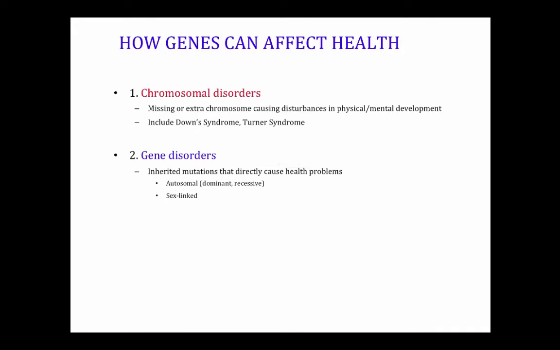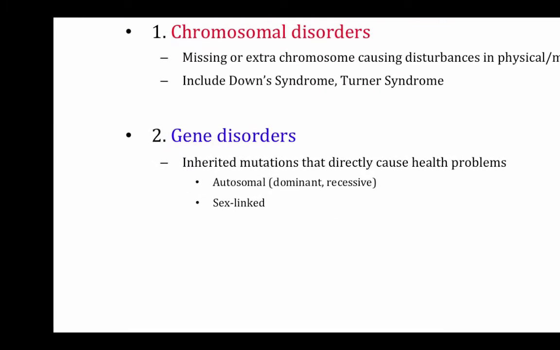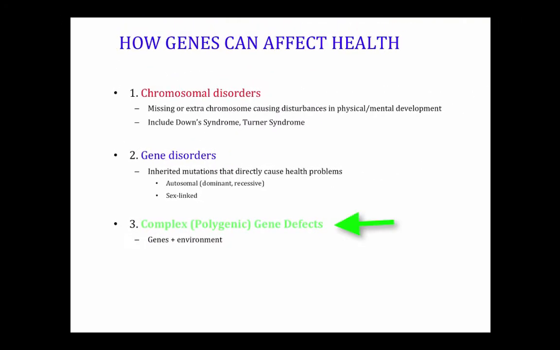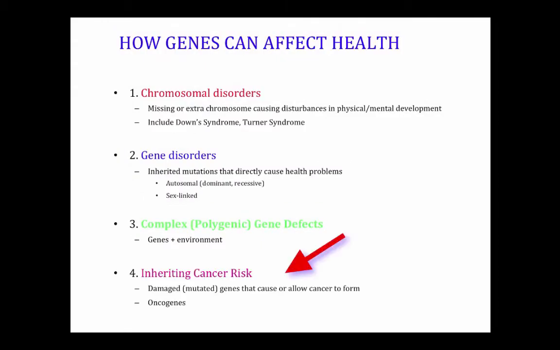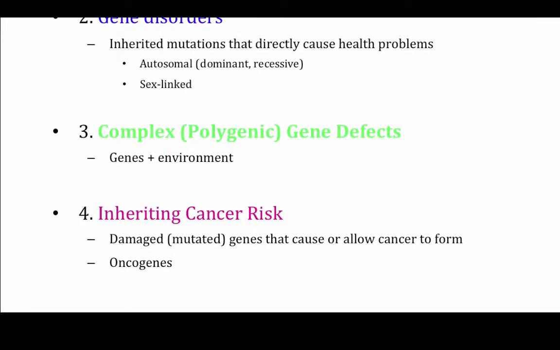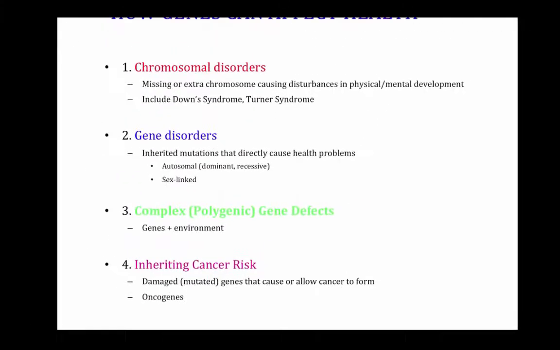We'll look at the difference between autosomal dominant and autosomal recessive mutations, as well as sex-linked gene disorders. We'll also cover complex polygenic gene defects, in which inherited genes or gene combinations interact with the environment and lead to development of certain diseases, and inheriting cancer risk, in which damaged mutated genes are found that cause or allow cancer to form. These mutated genes are referred to as oncogenes.